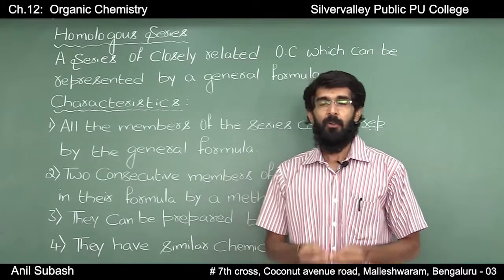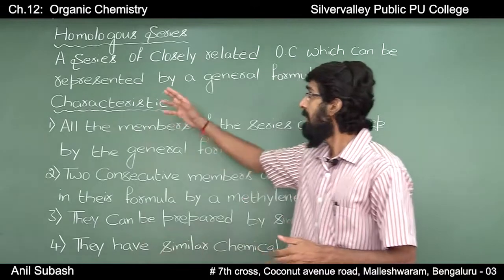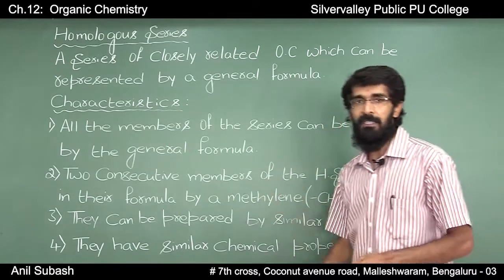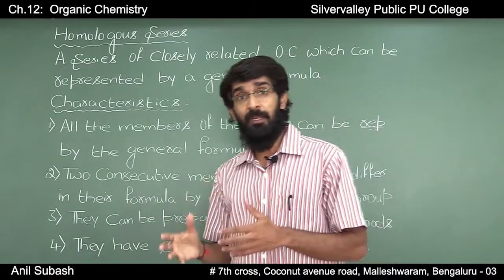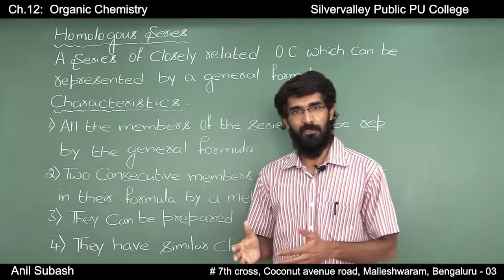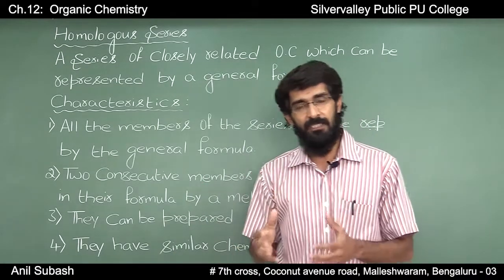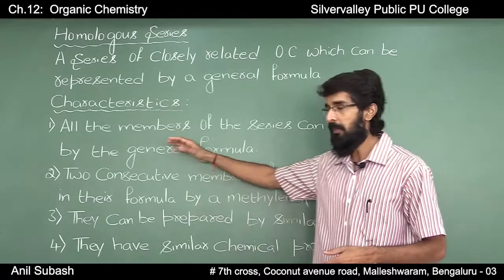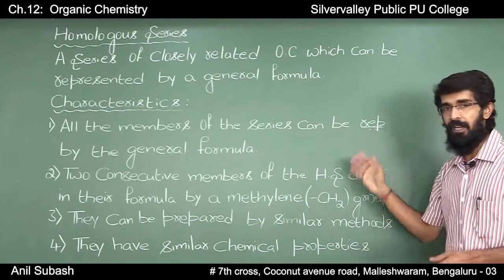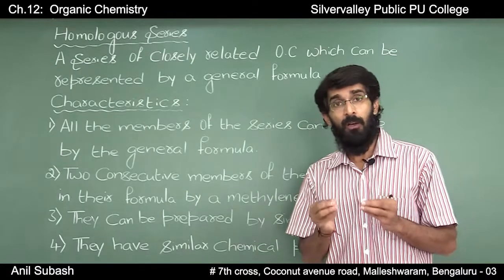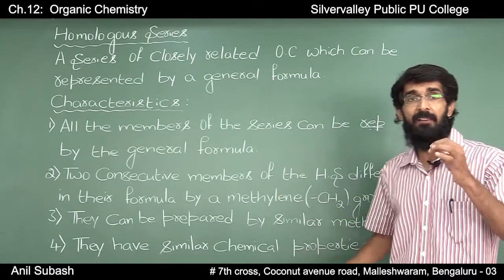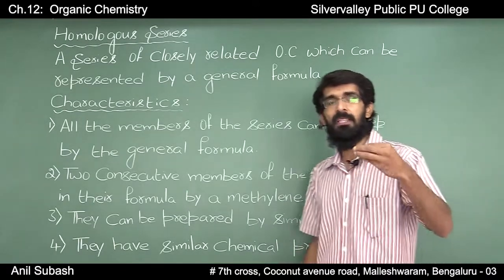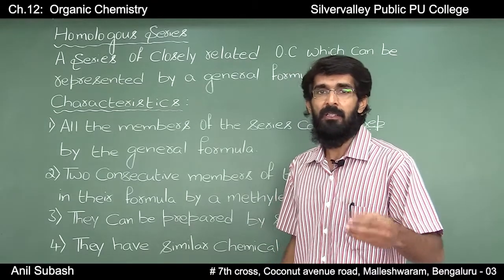Homologous series. Homologous series is defined as a series of closely related organic compounds which can be represented by a general formula, and the members of this series are called homologues. Coming to the general characteristic properties of homologous series, first, all the members of the series can be represented by a general formula, or all the members of the series have the same functional group. That is, they belong to the same class of organic compounds.